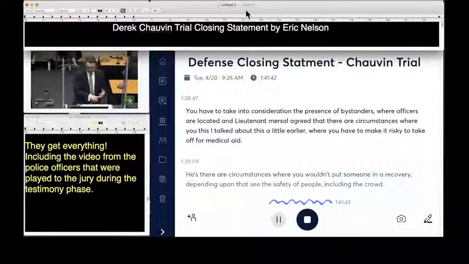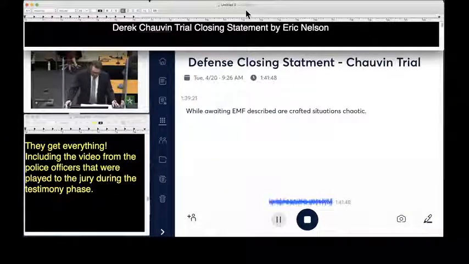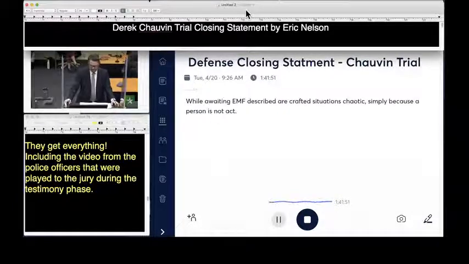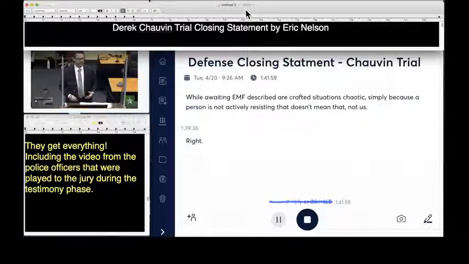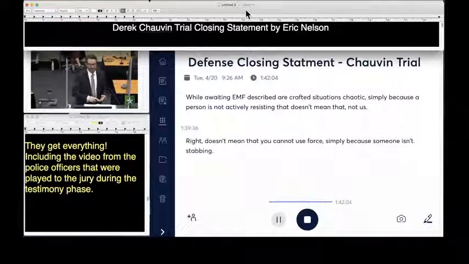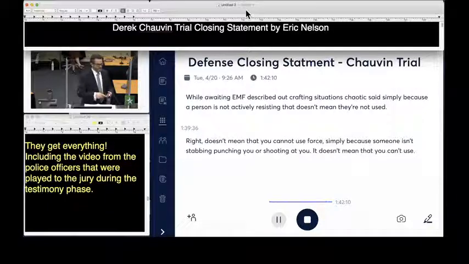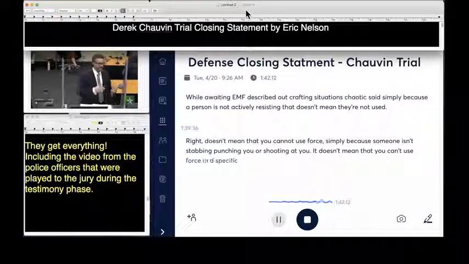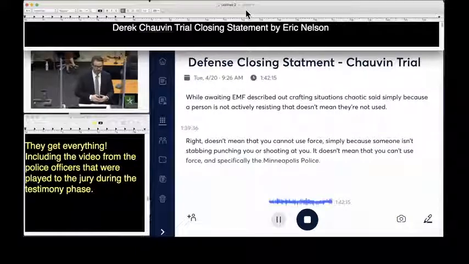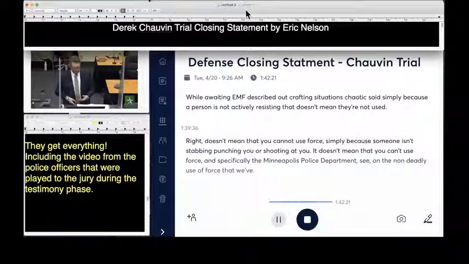While awaiting EMS, he described how crowds can make situations chaotic. He said, simply because a person is not actively resisting, that does not mean that you cannot use force. Right? Simply because someone isn't stabbing you, or punching you, or shooting at you, it doesn't mean that you can't use force. And that is specifically in the Minneapolis Police Department policy on the non-deadly use of force that we've looked at a couple of times.